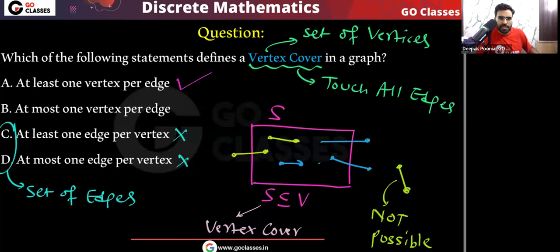Yes or no? Yes, that is correct. So this is the correct answer: in the vertex cover there will be at least one vertex per edge. For every edge, at least one of its endpoints will belong to the vertex cover. I hope this point is clear. In the vertex cover, we will have at least one vertex per edge. This is the idea. So the answer will be option A.